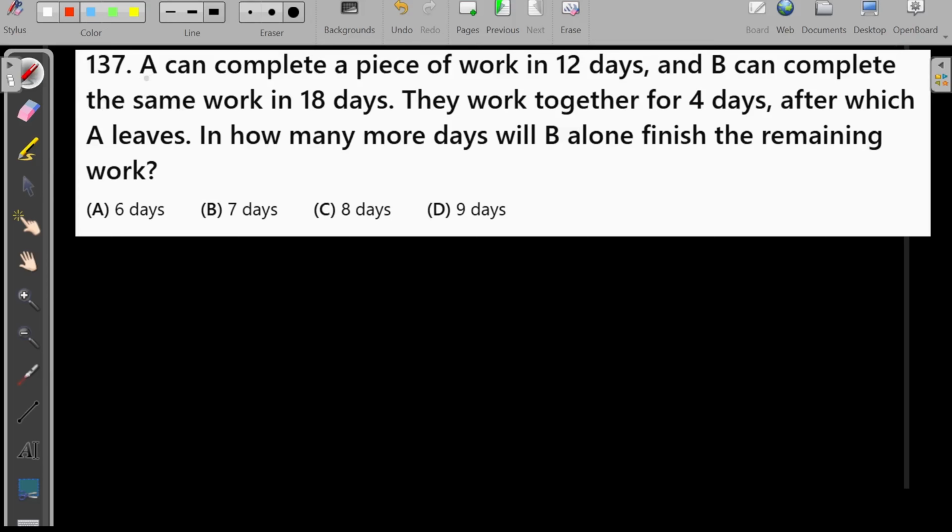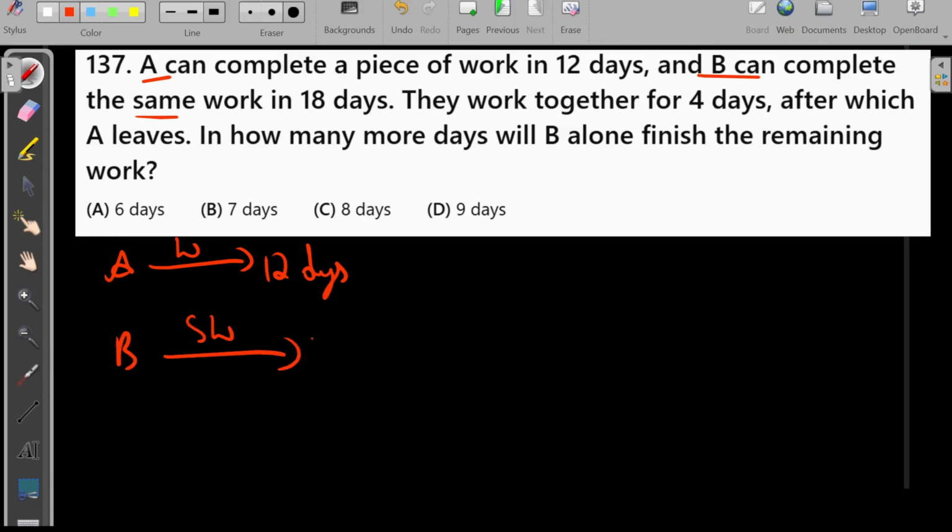In this video, we'll take a look at this question. Now, this question is taken from time and work. So from the question, A can complete a piece of work in 12 days. So let me write here, A can complete a piece of work in 12 days. And B here can complete the same work in 18 days. So B completes the same work, but this time in 18 days.